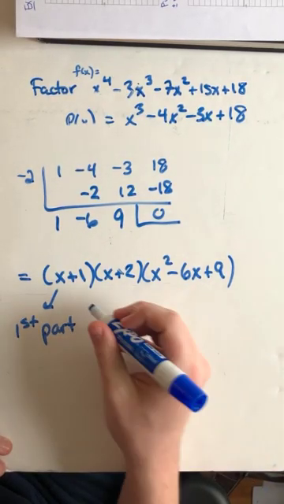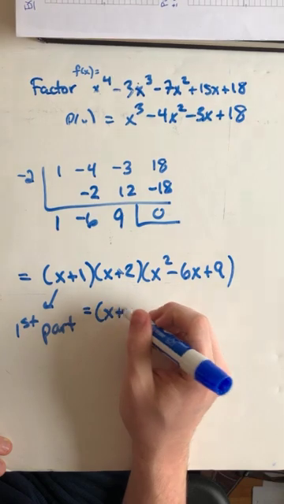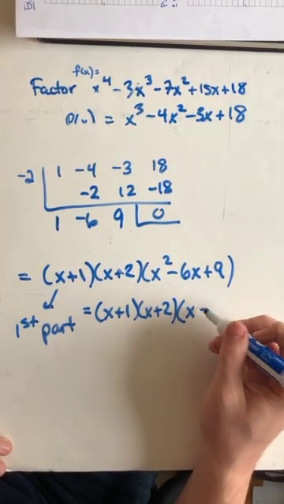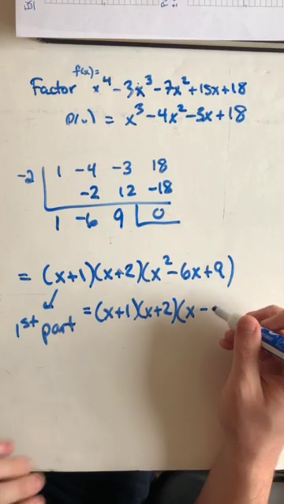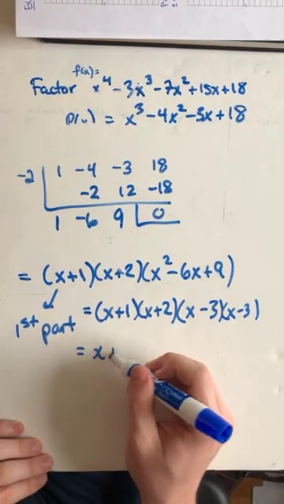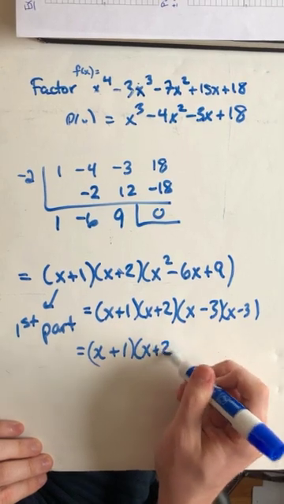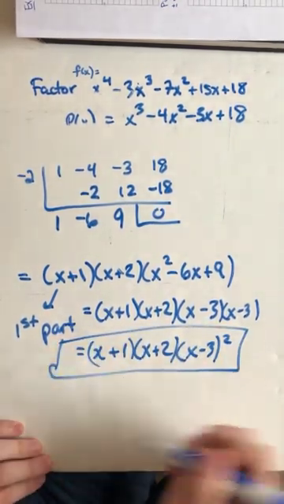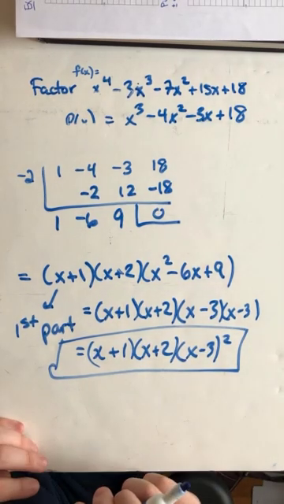Last step to fully factor. This can now crisscross. I get x plus 1, x plus 2, and in this case, it's actually x minus 3 times x minus 3 when you crisscross, which looks like this. Okay, make sure you get that to that fully factored part for full marks.